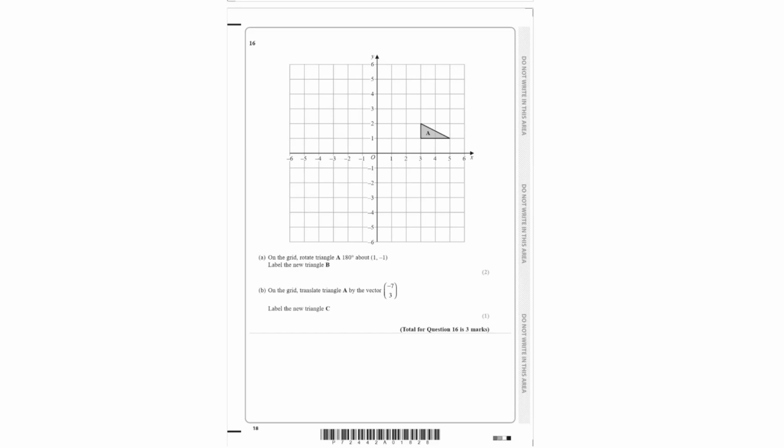On the grid, rotate triangle A 180 degrees about 1, -1. Label the new triangle B. So first off, we have to find the point of rotation, which is 1, -1. So it is right here. Now note that when you rotate, the distance from the point of rotation will never change.